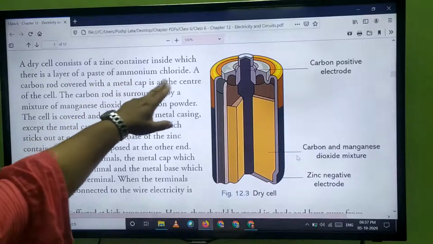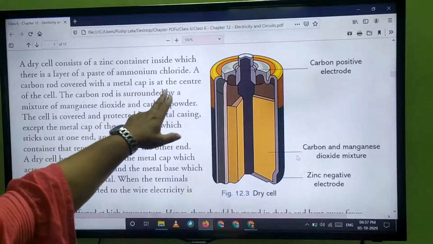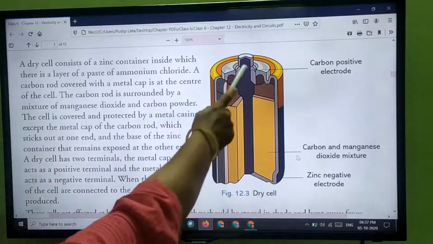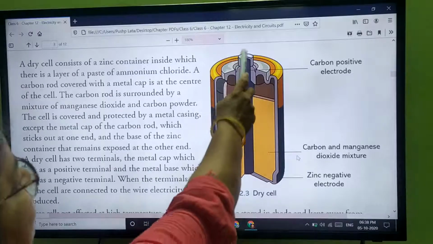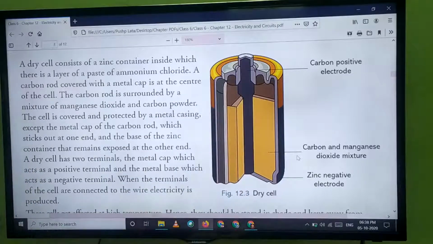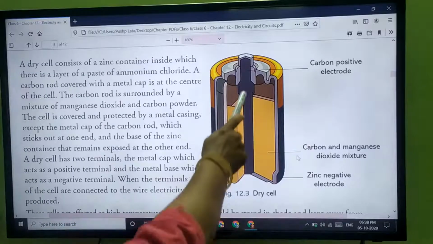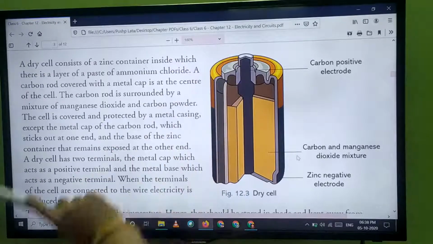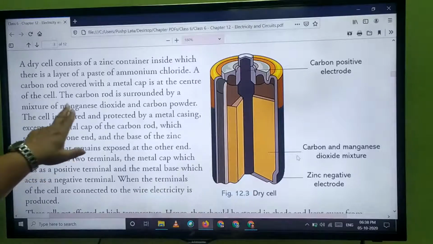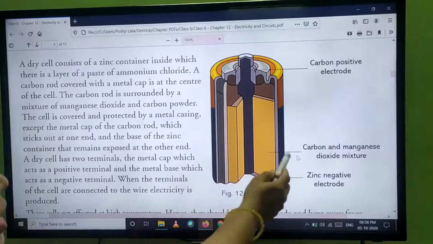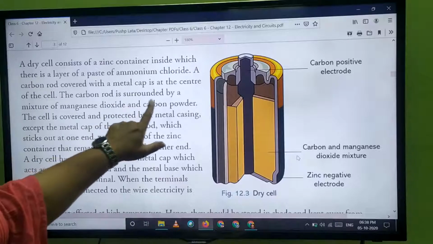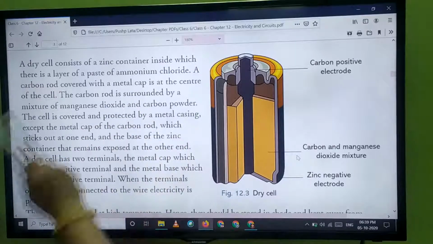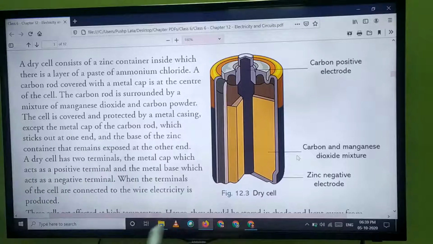You can see here a carbon rod covered with a metal cap at the center of the cell. This one is the metal cap. You might have seen the cell; it appears as if this is protruding out and it is covered with a metallic cap. So this carbon rod is covered with a metallic cap outside. Now this carbon rod is surrounded by a mixture of manganese dioxide and carbon powder. Now this cell is covered and protected by a metal casing. Metal casing means what?